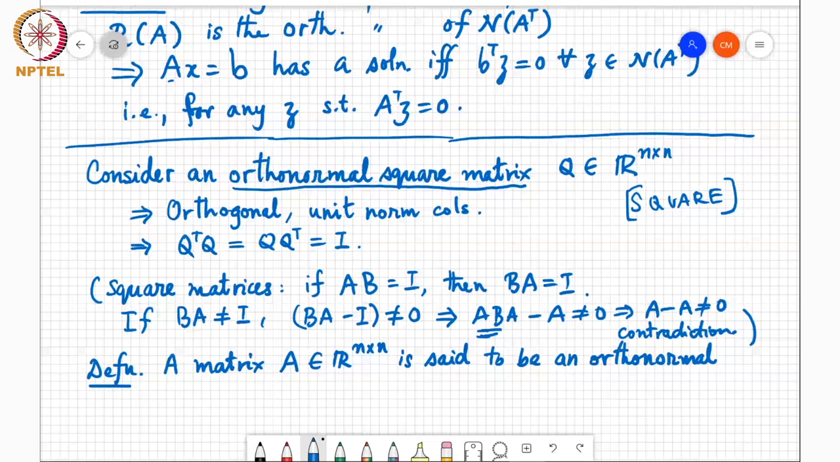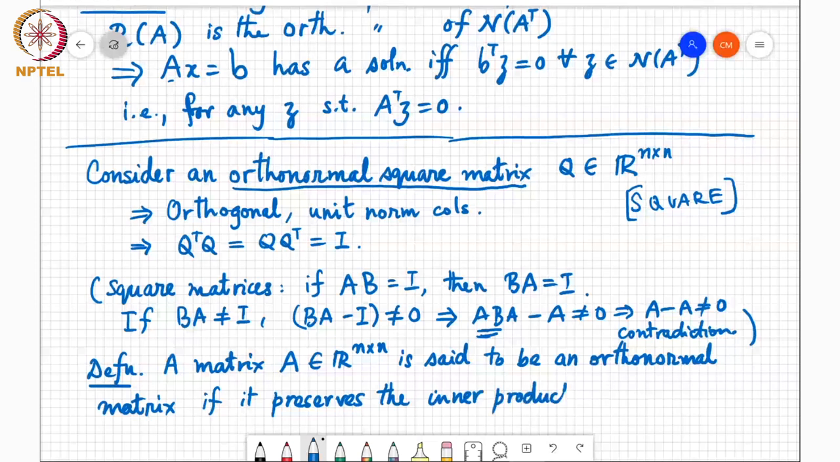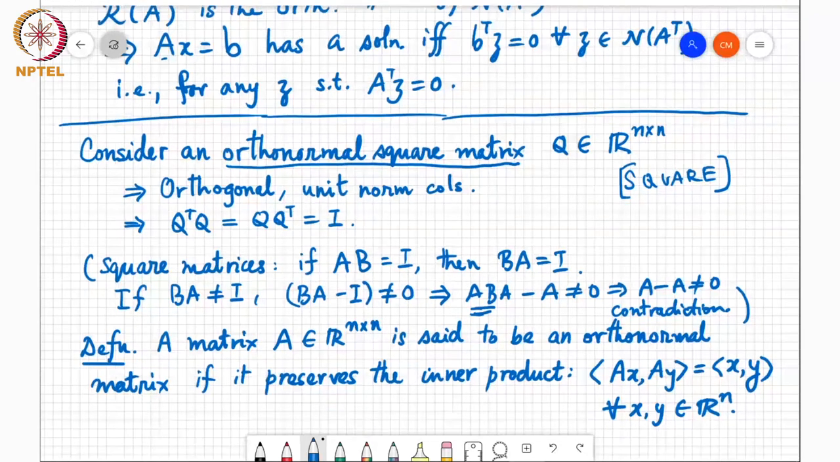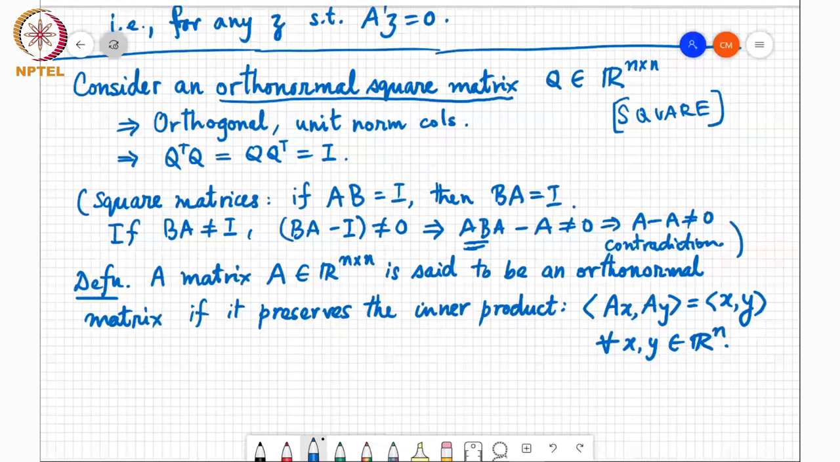So this is said to be an orthonormal matrix if it preserves the inner product. What I mean by that is, if I take the inner product between AX and AY, that is equal to the inner product between X and Y for every X and Y belonging to R to the N. So that's also another definition of an orthonormal matrix. Okay, so here is the proposition. The following statements are equivalent.